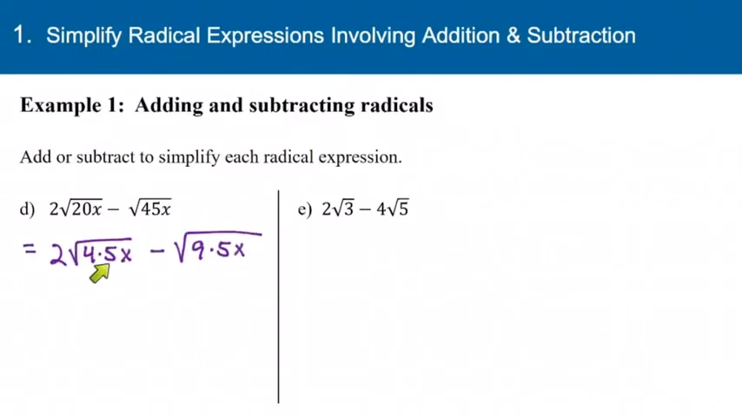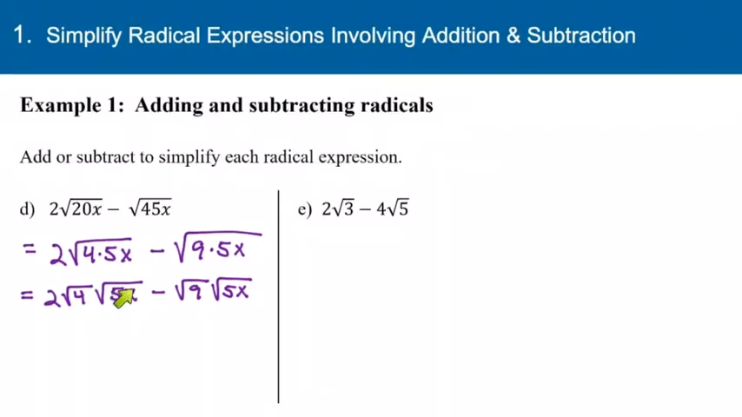And then we can use our product rule for radicals to separate these radicals. So we'll have 2 times the square root of 4 times the square root of 5x minus square root of 9 times the square root of 5x. Now we could separate the 5 and the x and put them each under their own radical, but since they can't be simplified anyway, there's no need to do that.